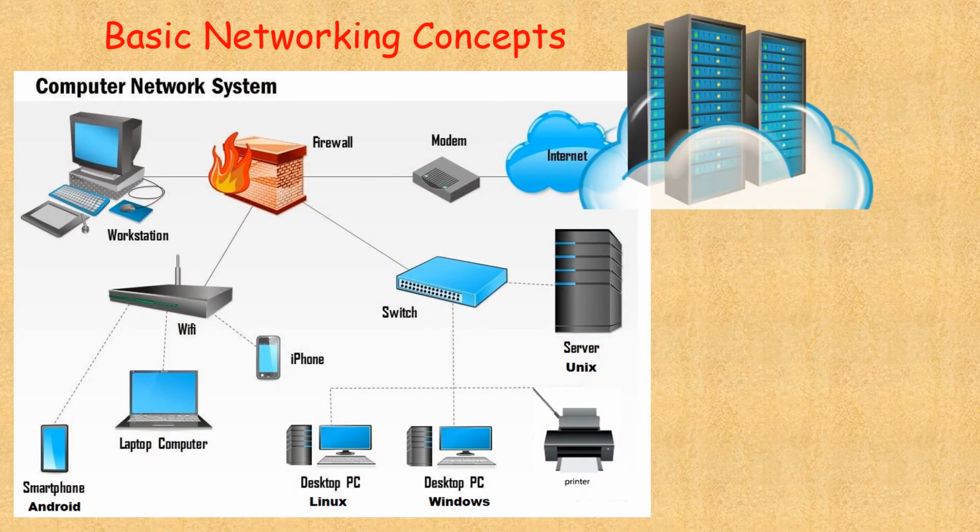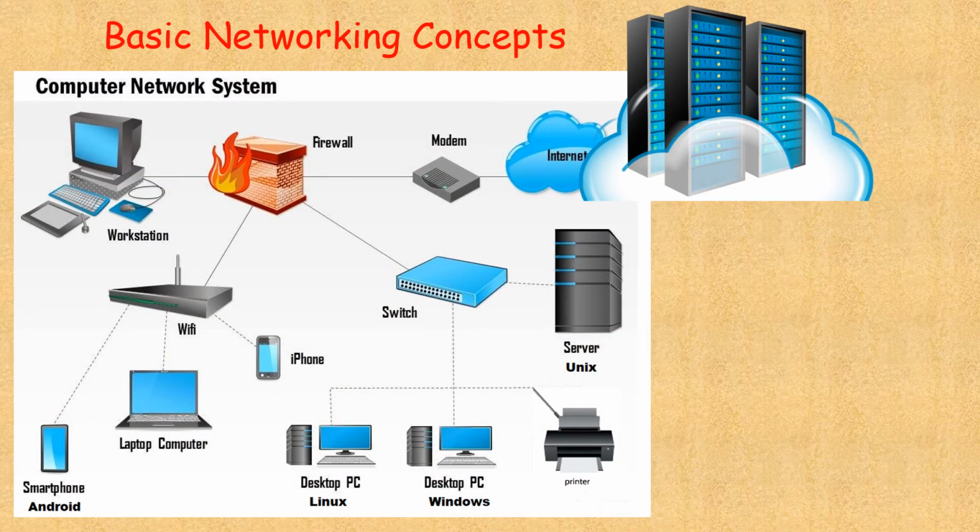Now, let's take a look at a small office network. We can see that it consists of most of the devices that we described earlier. Here are the firewall, router, some switches, some servers, PCs. We can also find network printers.